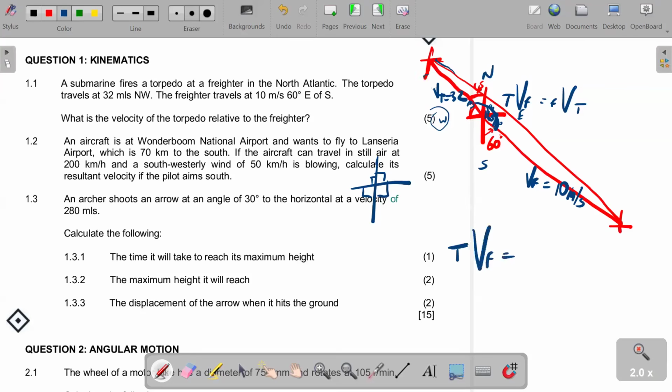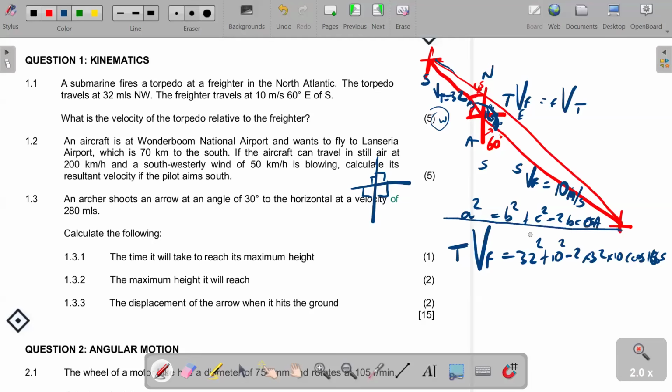We have a side and a side, and we have an included angle. So we use the cosine rule for such a situation. The cosine rule simply states that a squared is equal to b squared plus c squared minus 2bc cos A. That's what it says. So with that in mind, we can safely just say 32 squared plus 10 squared minus 2 times 32 times 10 cos 165. Now, here is the important part. In using this method, first things first, we ought to know this formula by heart.